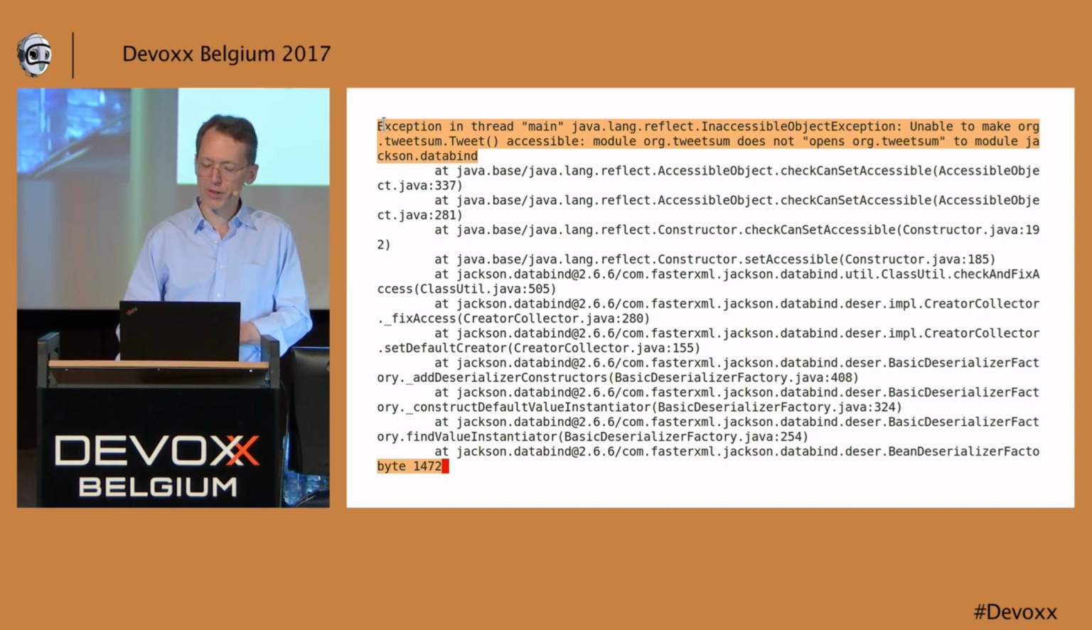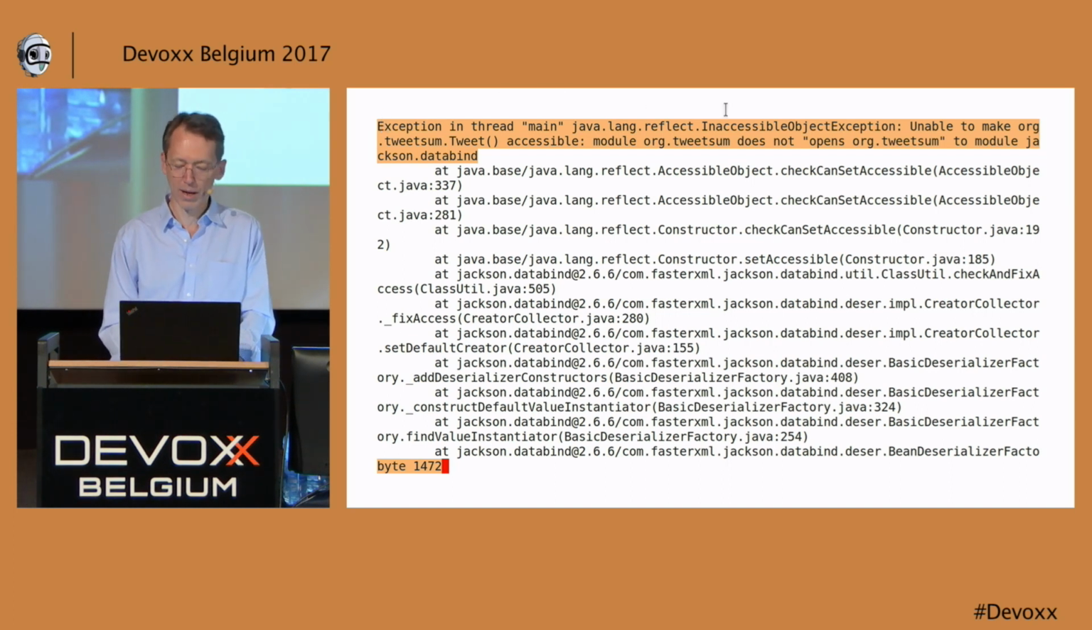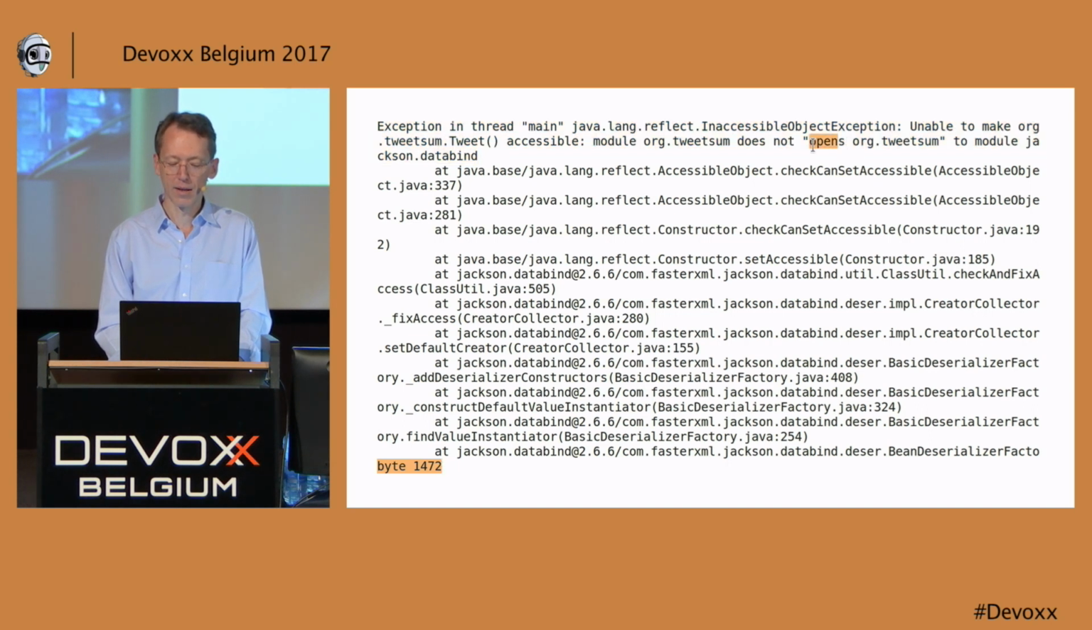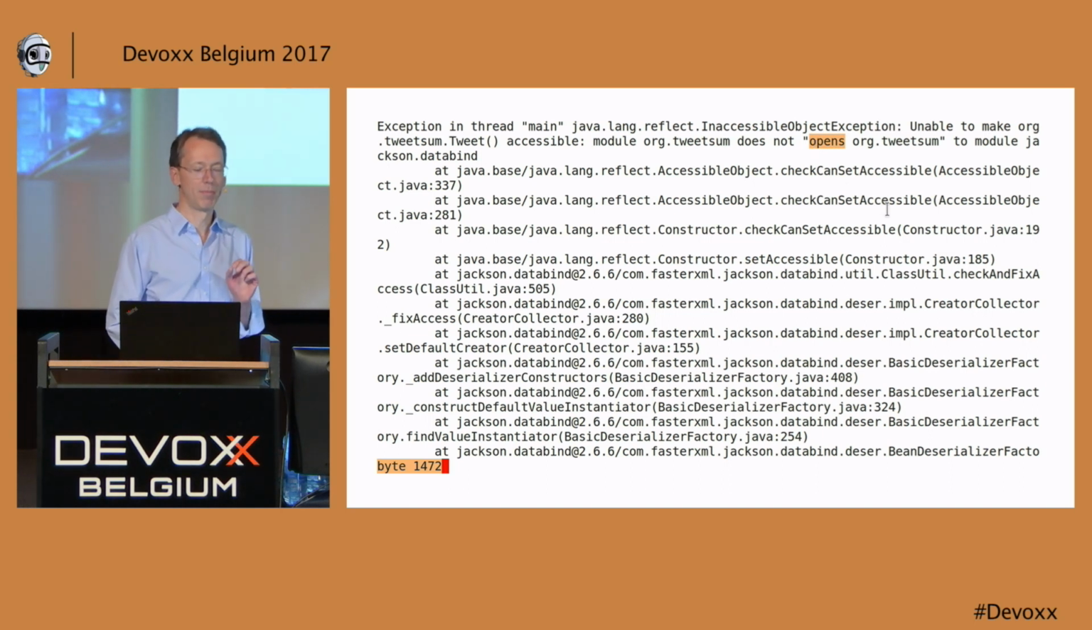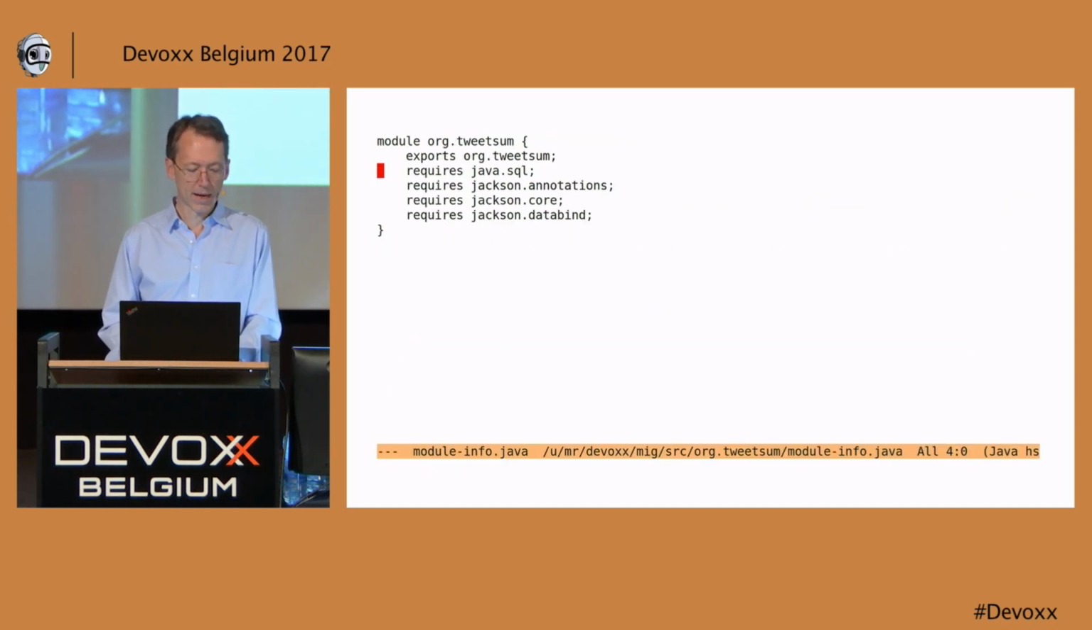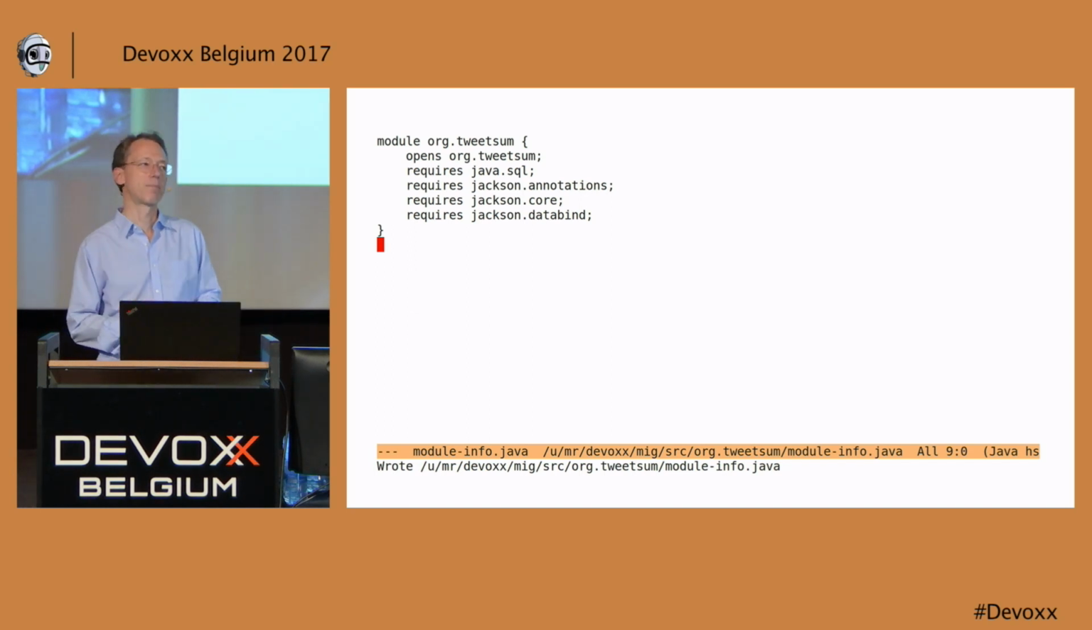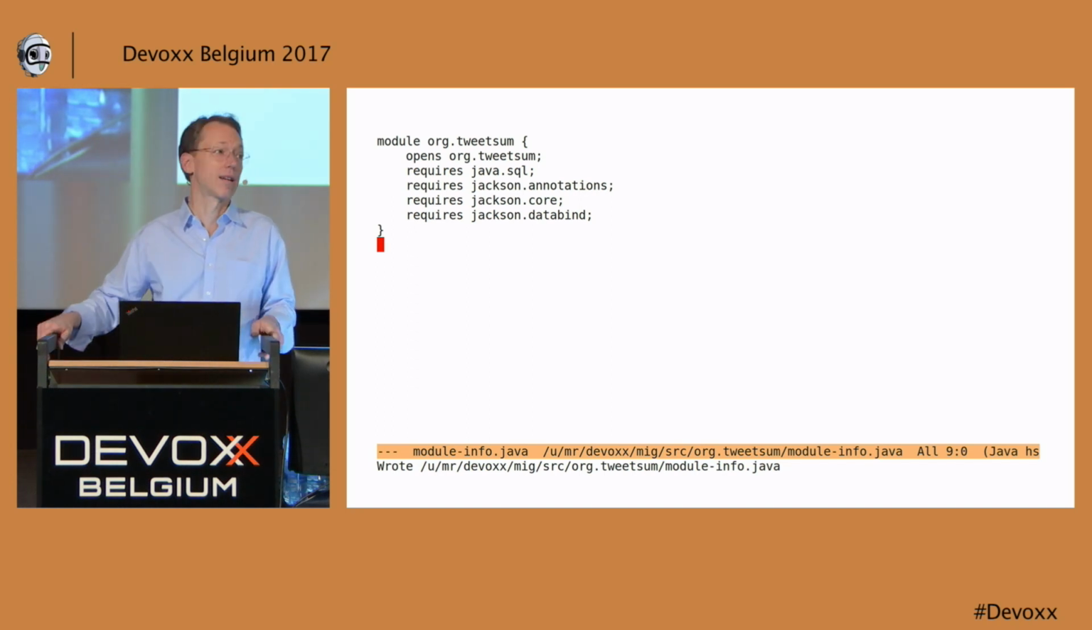So, as the message suggests here, there is another way to do this. There's an alternative to exports called opens. It's a little bit like exports, but it's actually fairly different. You can go back here and say that org TweetSome opens the org TweetSome package. What that means is the public types in the org TweetSome package are not accessible at compile time. So there's no API here. You can't compile against it. They are accessible at runtime for use by reflective frameworks.